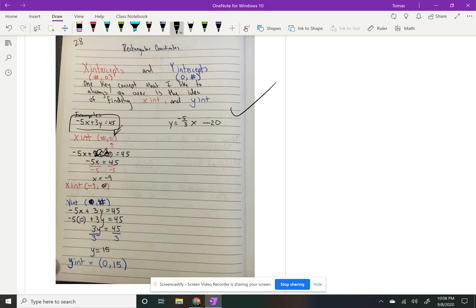So right here, if I wanted to do my x-intercept, right? X-intercept means I'm gonna have a number, and I'm gonna put zero for y. So that means this right here is gonna be zero. And now I'm trying to solve for x. So I move the 20 over. I want to get rid of the divide by 3, so I times 3.